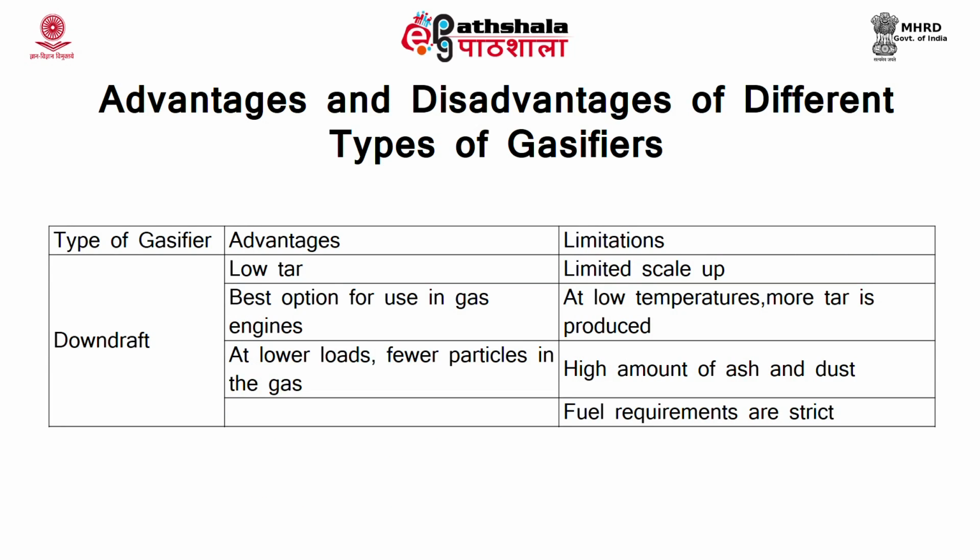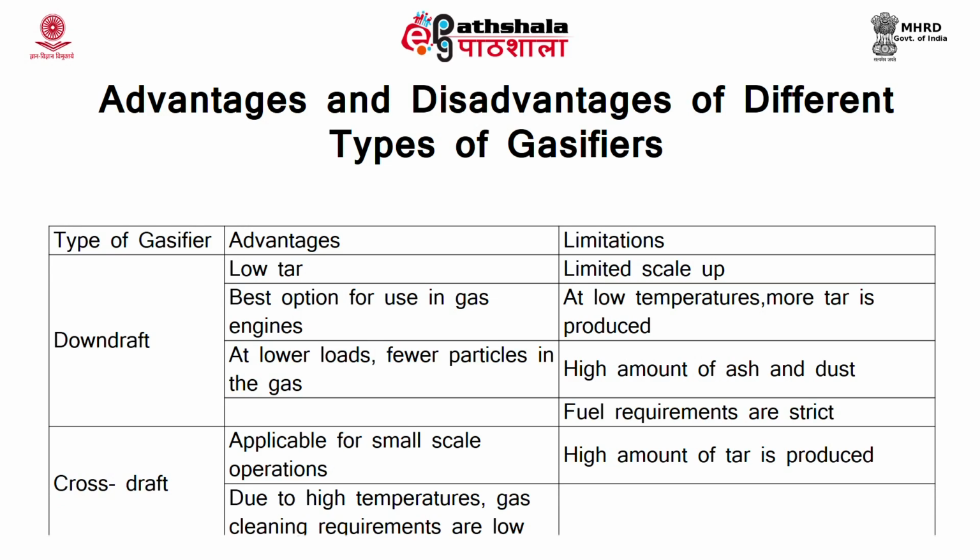extensive gas cleaning is required if it has to be used for power application. In the case of downdraft, it contains low tar, it is the best option for usage in gas engines. At lower loads, fewer particles are seen in the gas, but it has limited scale up. At low temperature, more tar can be produced, high amounts of ash, fuel requirements are strict, that means it is too specific. In the case of cross draft, it is only applicable for small scale operations, and due to high temperatures, gas cleaning requirements are less, but the high amount of tar is produced.